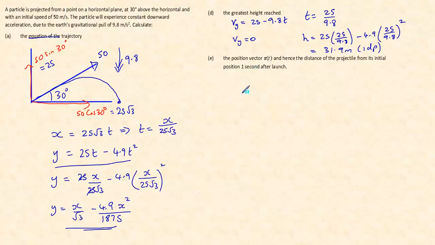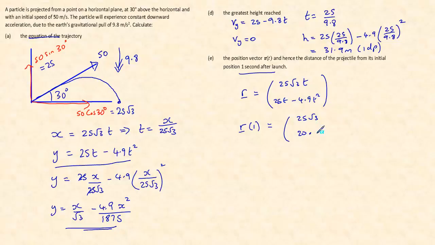We now want the position vector, which is easy because we have x and y already, so that's just going to be 25 root 3 t, and 25t take away 4.9 t squared. And then we want the distance from the origin 1 second after launch, so r of 1 is going to be 25 root 3, and then we'll have 25 take away 4.9, which is 20.1. And so what we want is the square root of 25 root 3 all squared, add 20.1 squared.